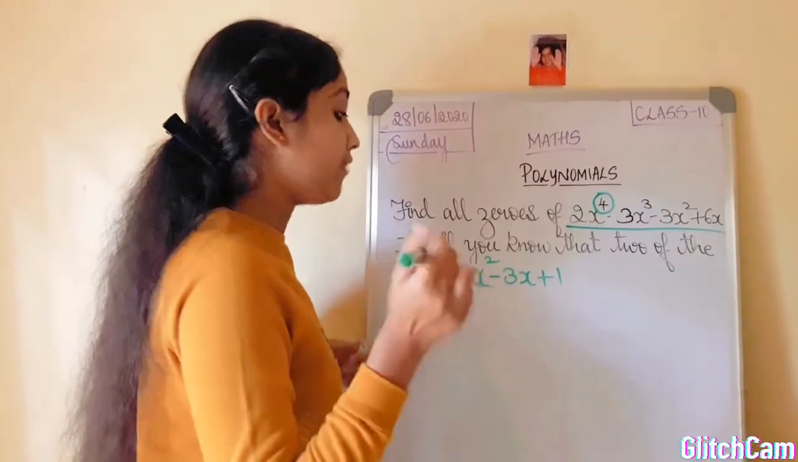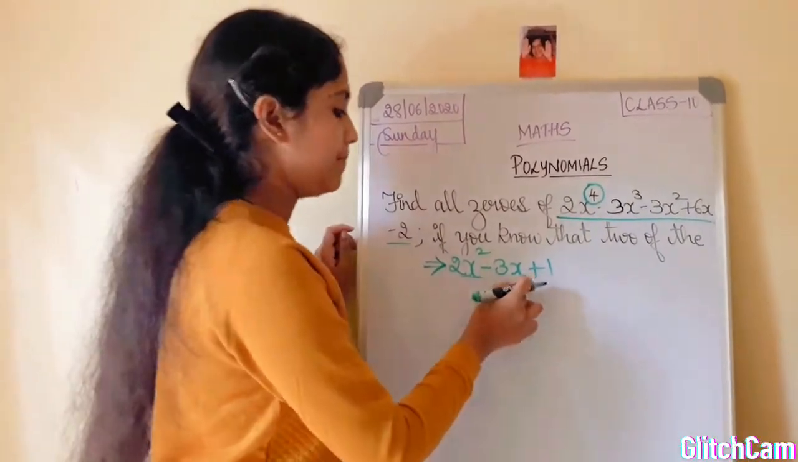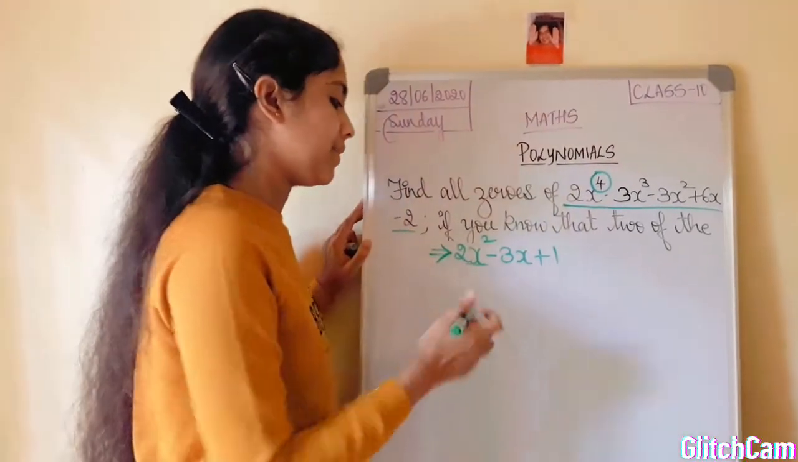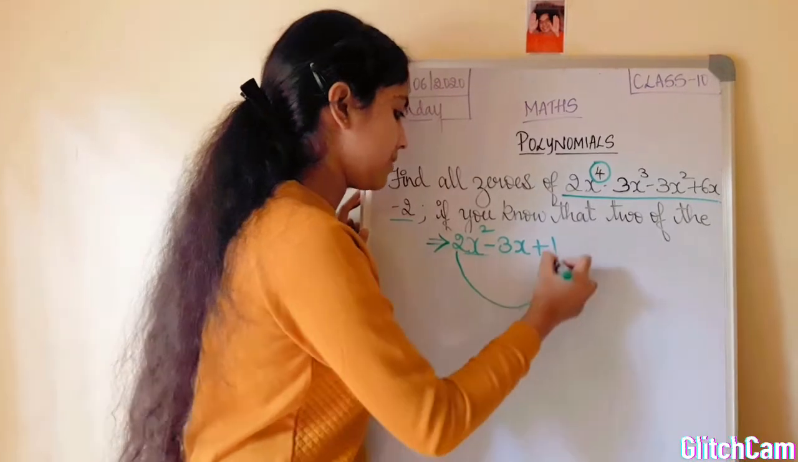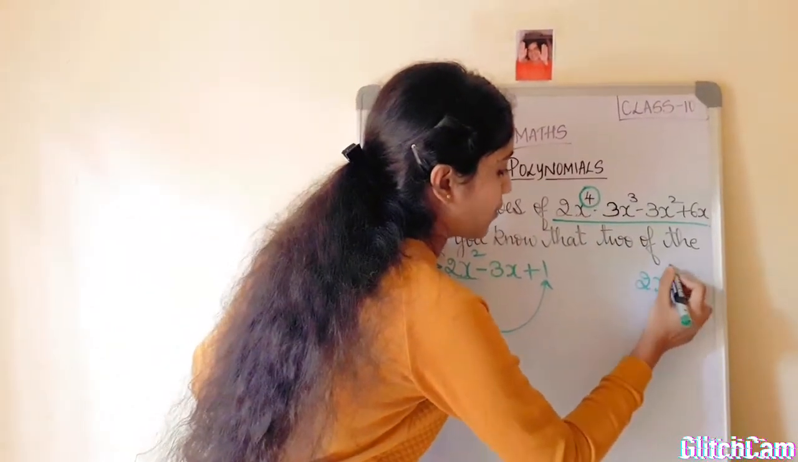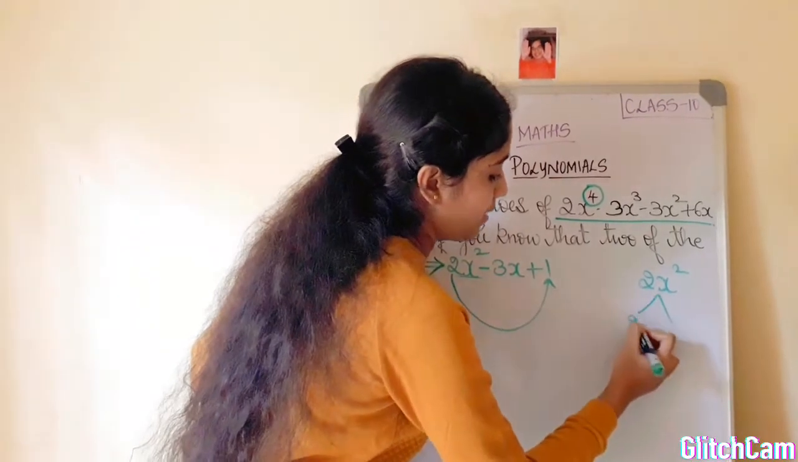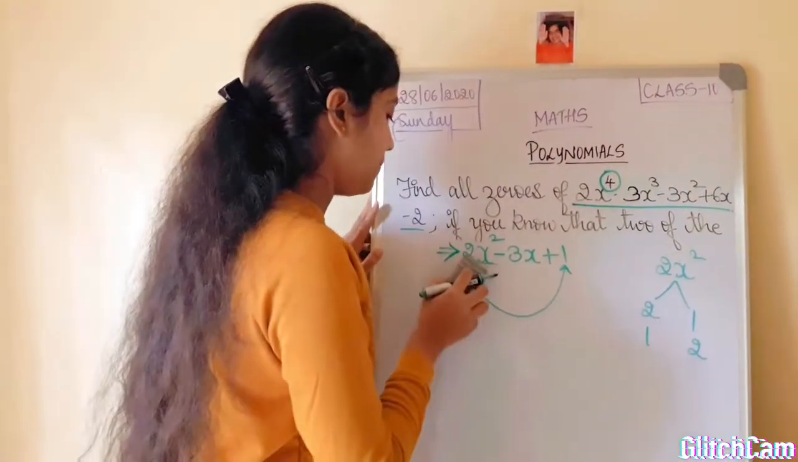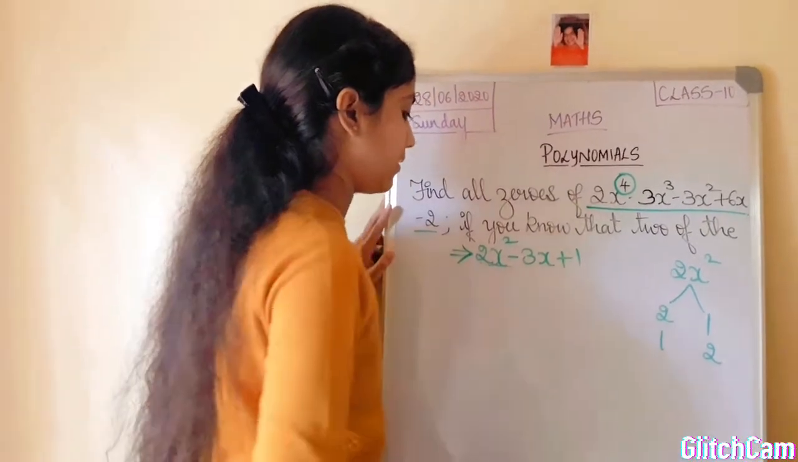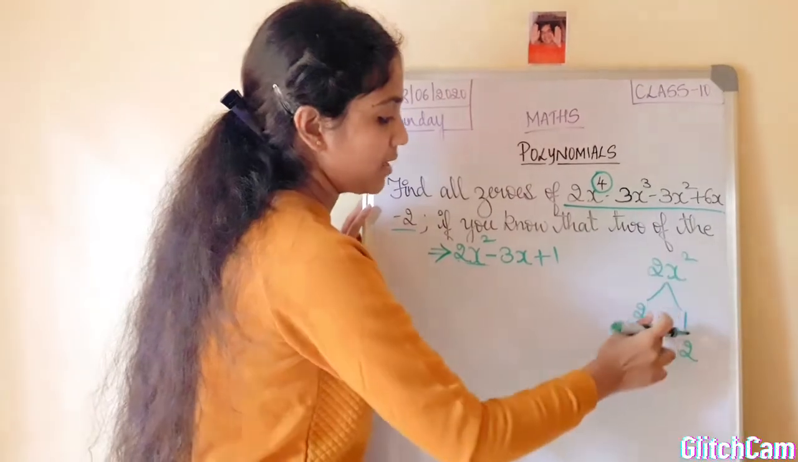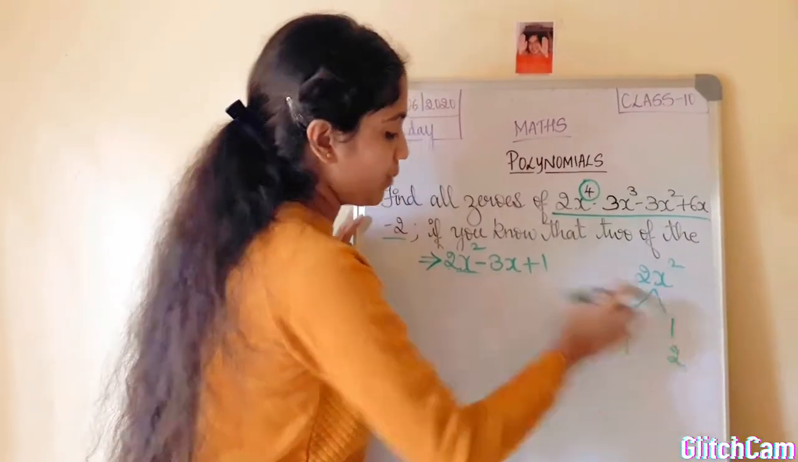Now follow the factorization method, that is split the middle term. In the middle splitting method, you will have to multiply the first term and the last term. 2x square into 1 is 2x square. 2x square can be written as 2 into 1, 1 into 2. Because 2 is a prime number, you will not have anything else than that. Now 2 into 1 is 2x square. Okay, and then you have 2 plus 1, you get 3.